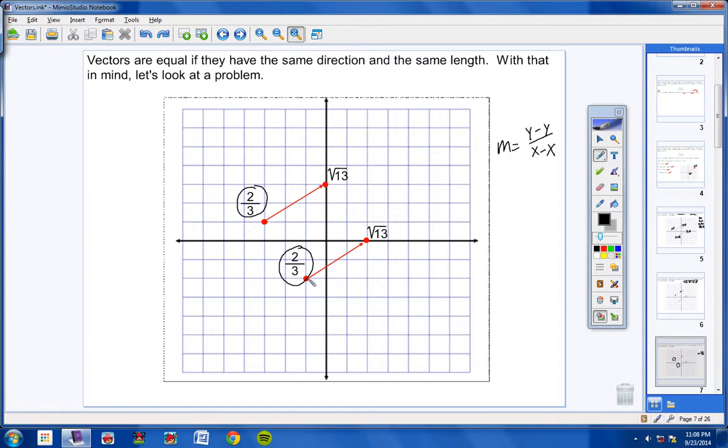Both of these vectors do have their arrows in the same place. They're both going upward. They both have the same distance, square root of 13, and they both have the same slope, 2/3. So are these two vectors equal? Yes, they are. Most definitely. Okay? All right, I hope that makes sense.